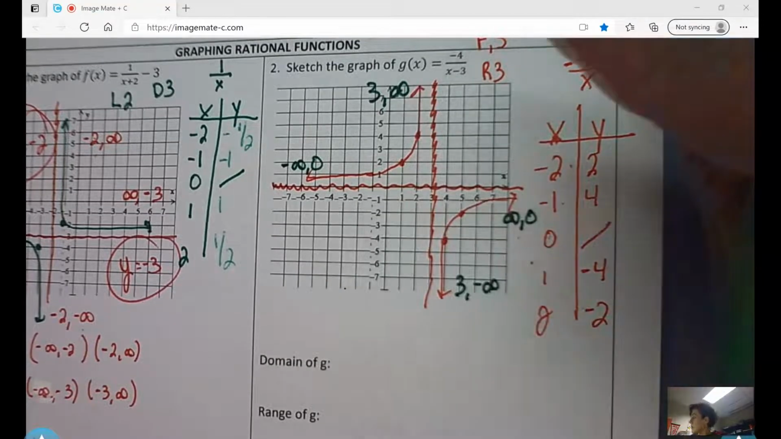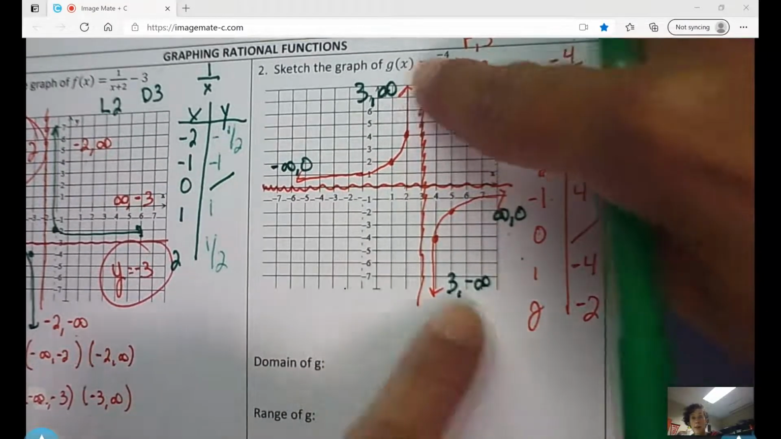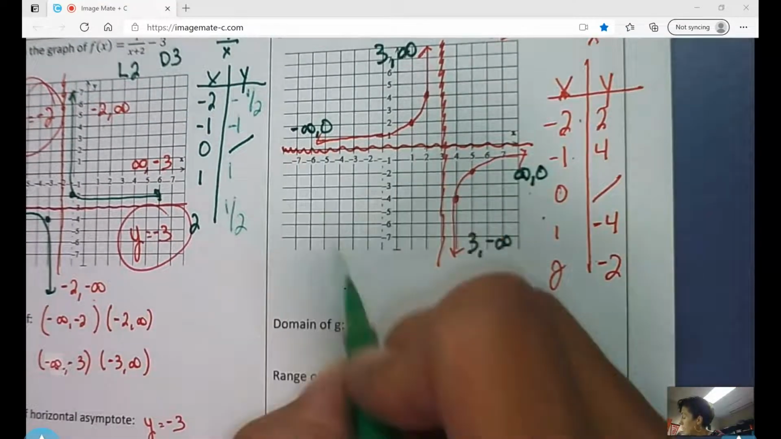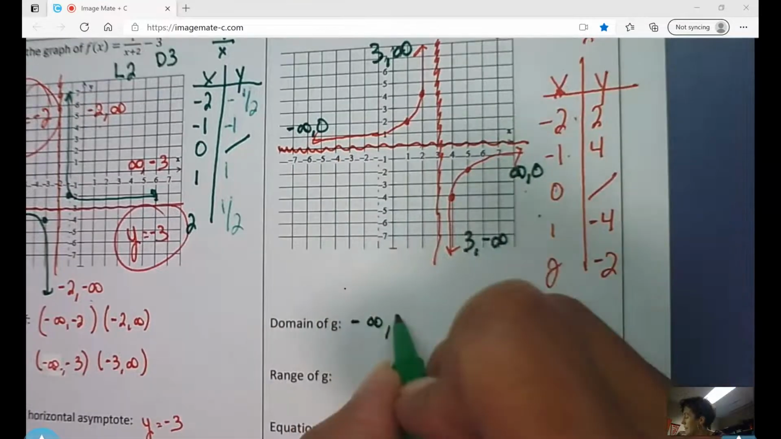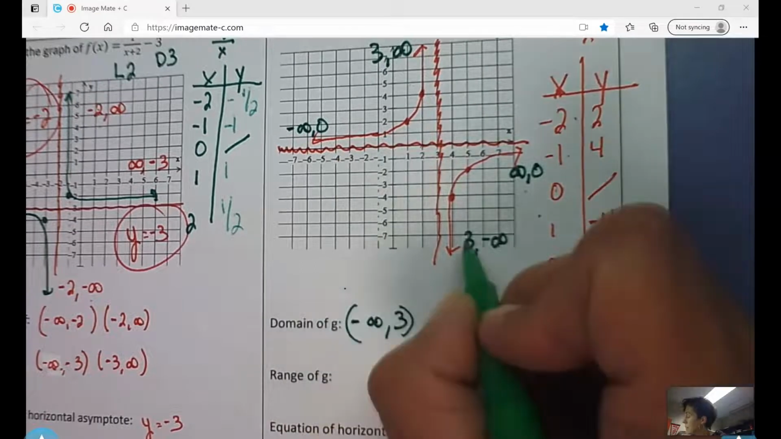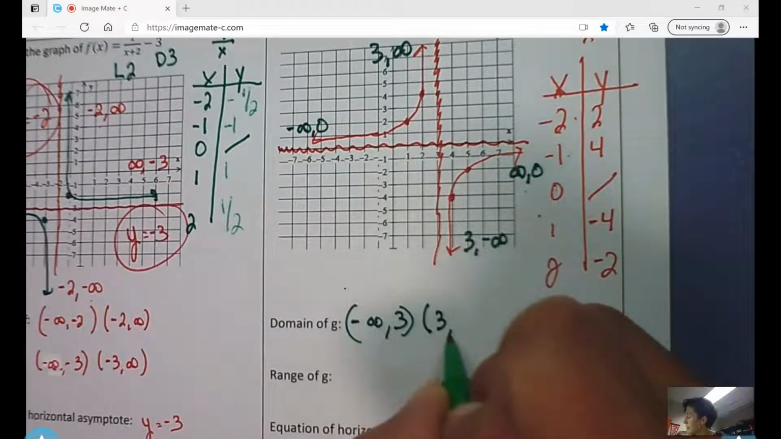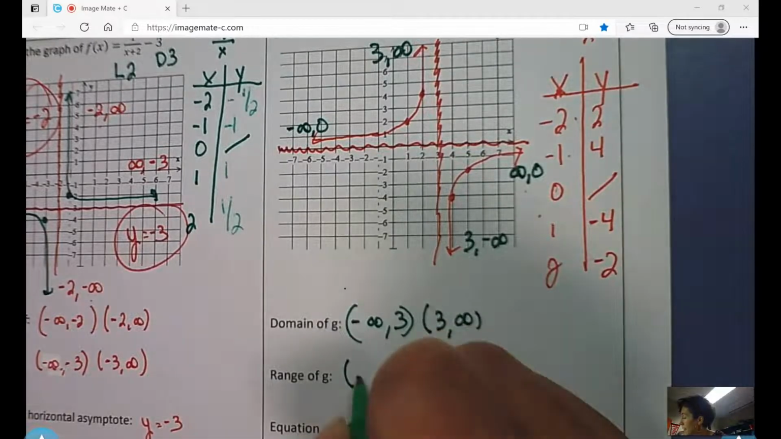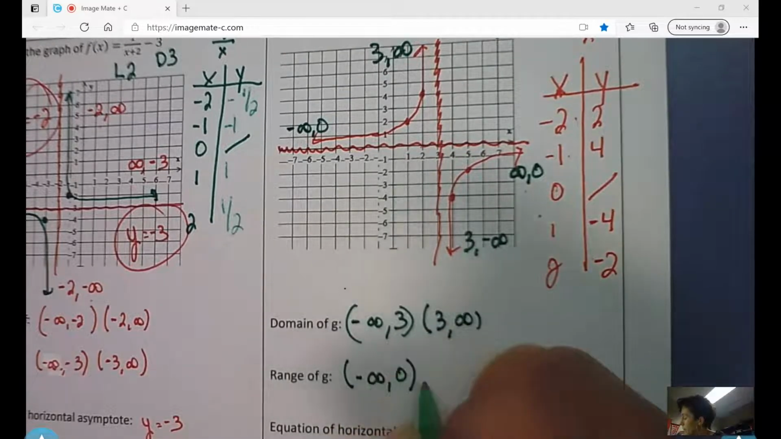And again, just notice the pattern. It's just the infinities that are opposite. So my domain is smallest x to biggest x, and then for this one, smallest x to biggest x. And then the range will follow the same thing, except there will be the y values instead.